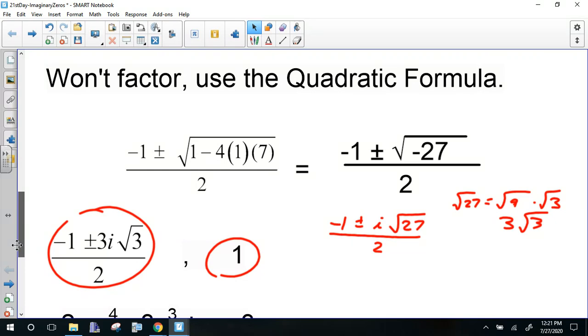So this cubic function has one real root and 2 imaginary roots. So when you graph it, you're only going to see it cross the x-axis one time, even though it has 2 more roots. They're imaginary, you can't see where they cross.